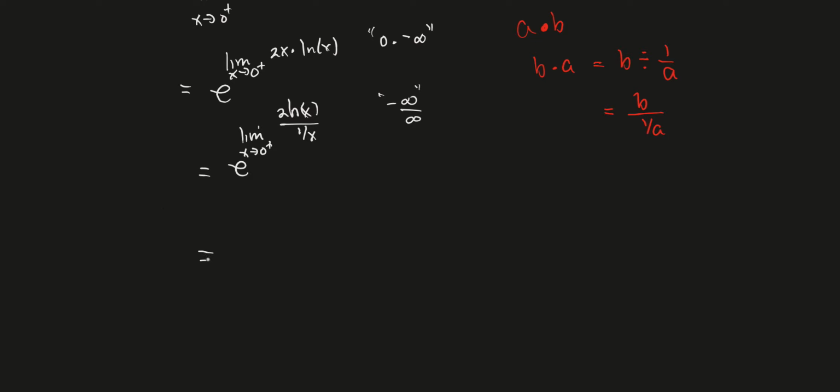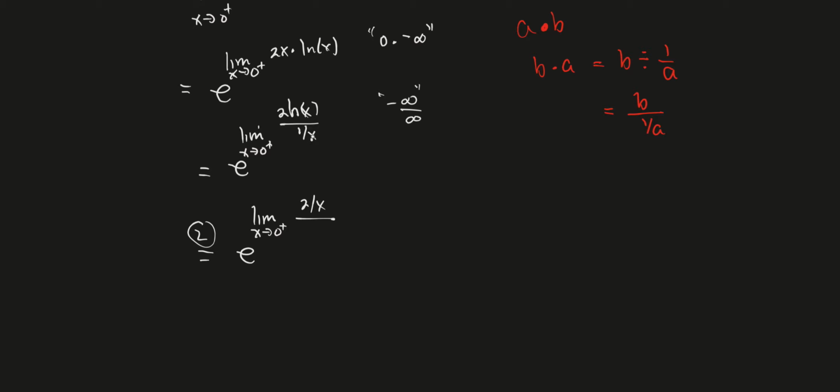So this is where I'm going to put my L for L'Hopital. So I have to differentiate the top and differentiate the bottom. So let's see what happens. I have e to the limit as x approaches 0 plus. When I take the derivative of 2 ln of x, I get 2 over x.